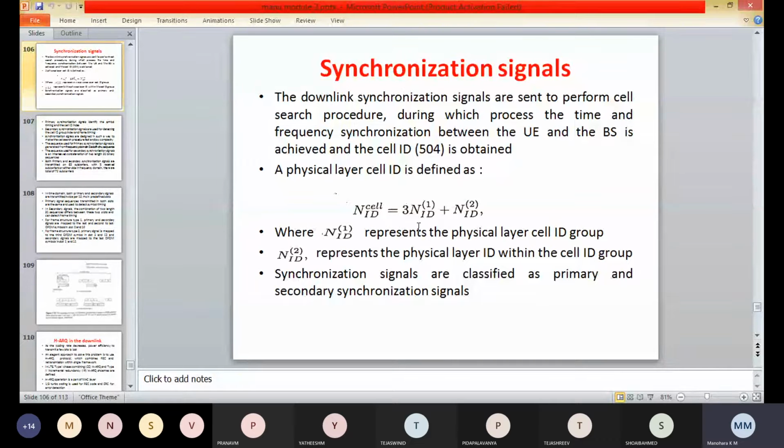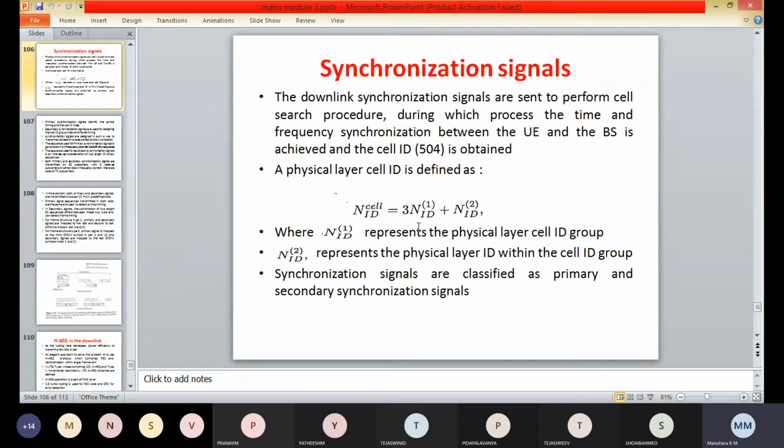So here the downlink synchronization signals are sent to facilitate the cell search procedure. During this process the time and frequency synchronization between the UE and the eNode B is achieved and the cell ID is obtained.